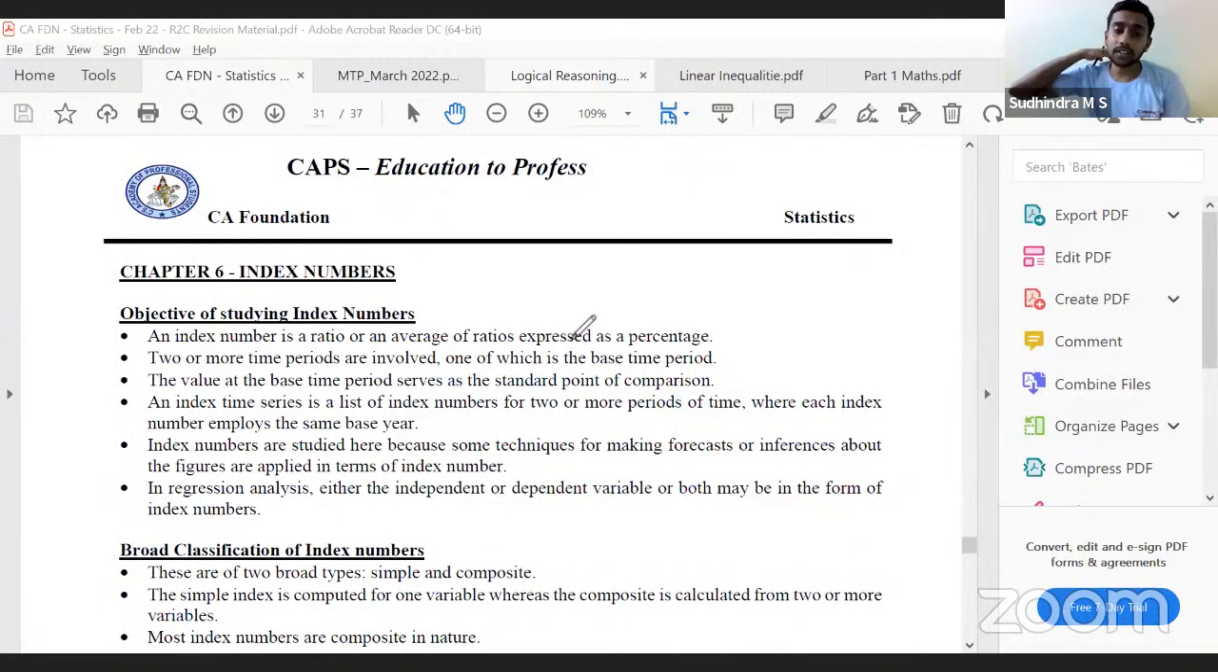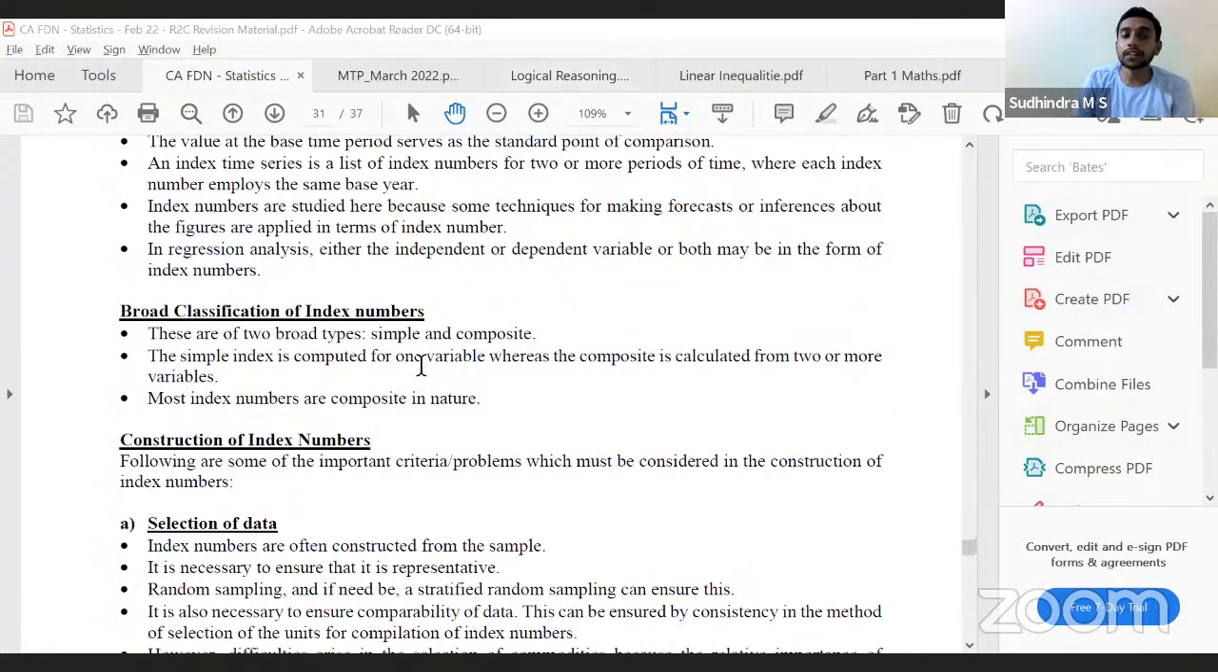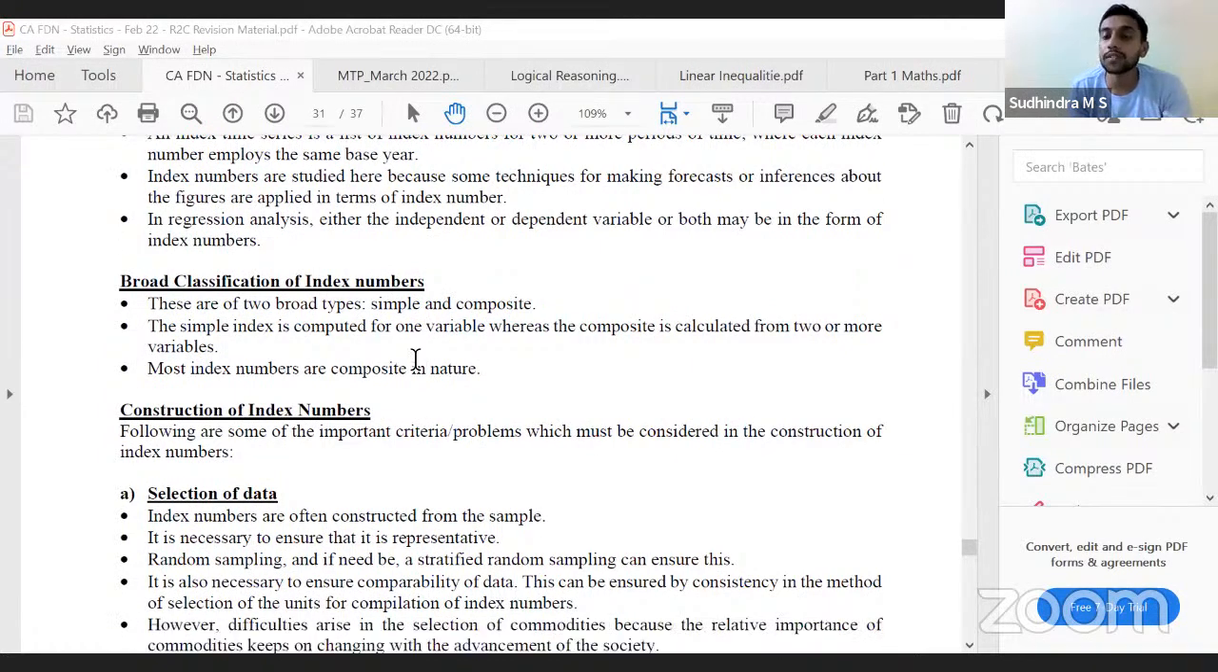An index time series is a list of index numbers for 2 or more periods of time where each index number employs the same base year. Index numbers are studied for forecasting, inferencing, etc. Broad classification: simple index number, composite index number. If we are calculating index number of one variable, we call it simple index numbers. 2 or more variables, we call it composite index numbers. Most of the index numbers are composite in nature because there will be more than one variable at all times.